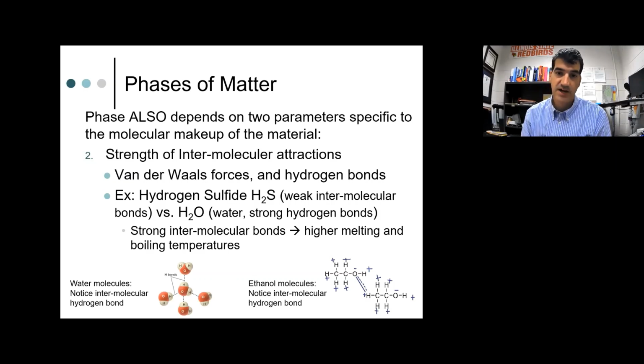All right. Oh, here's a good example. Hydrogen sulfide and H2O look very similar, but one has oxygen. That's one of the atoms that really is very electronegative. So these molecules have much stronger intermolecular bonds. In fact, they have hydrogen bonds, which again are a type of intermolecular bonds. And so H2O has a much higher melting and boiling temperature than hydrogen sulfide does.